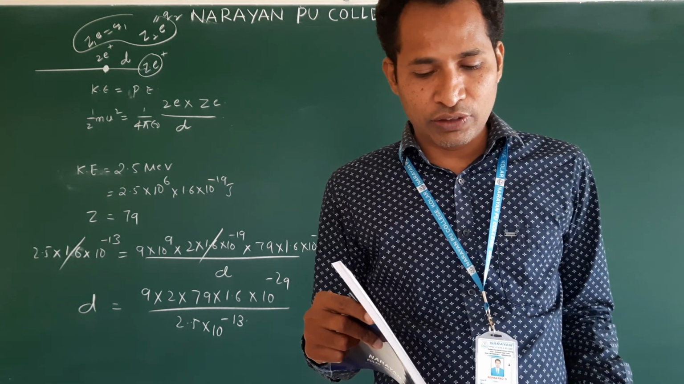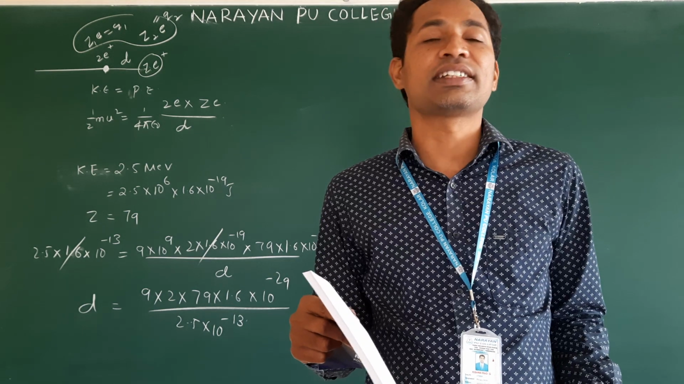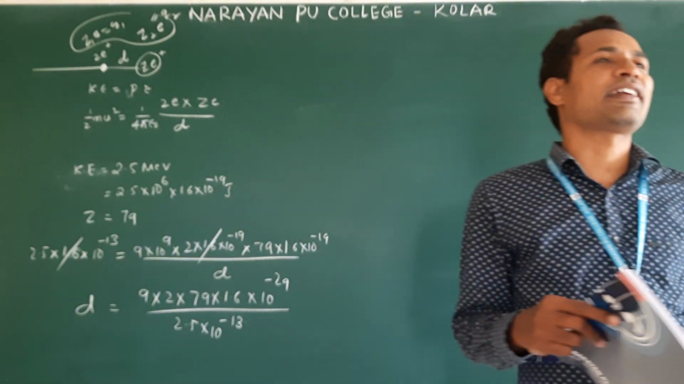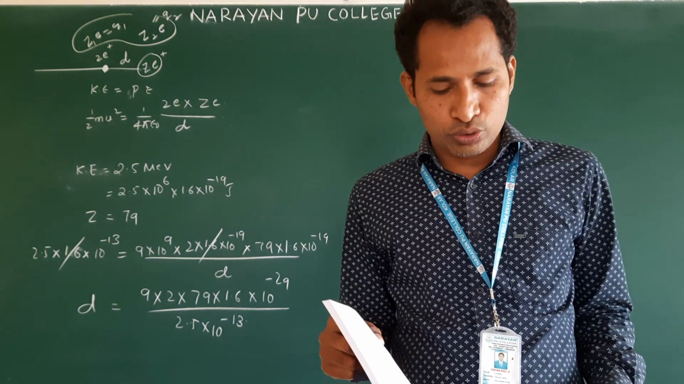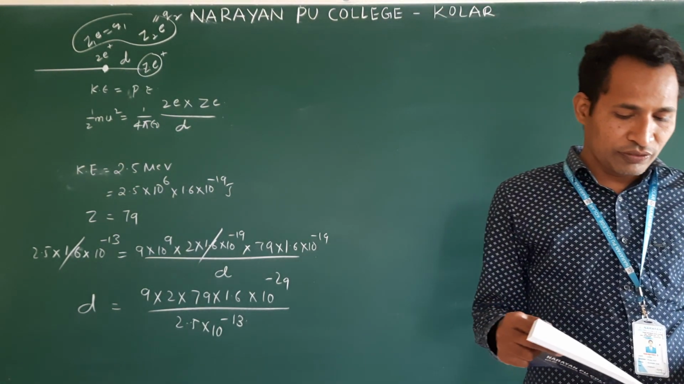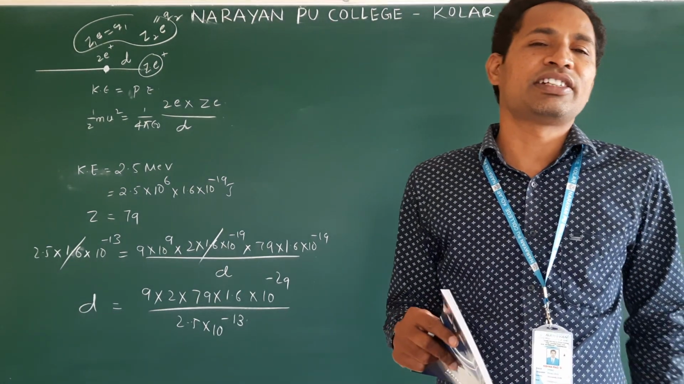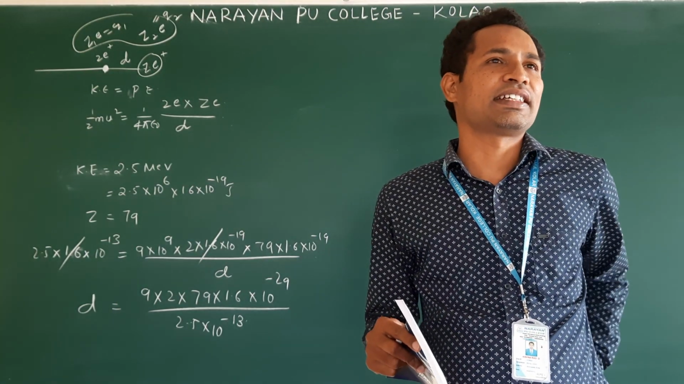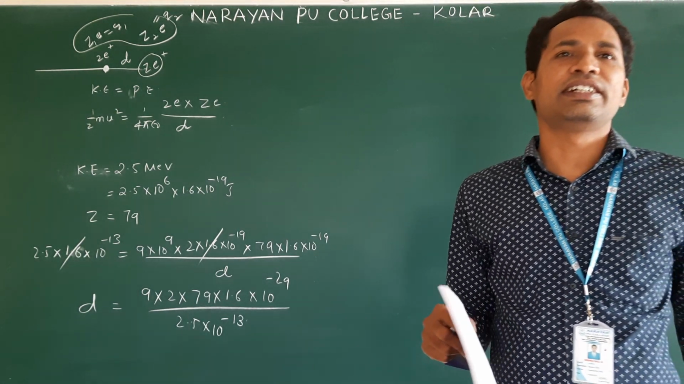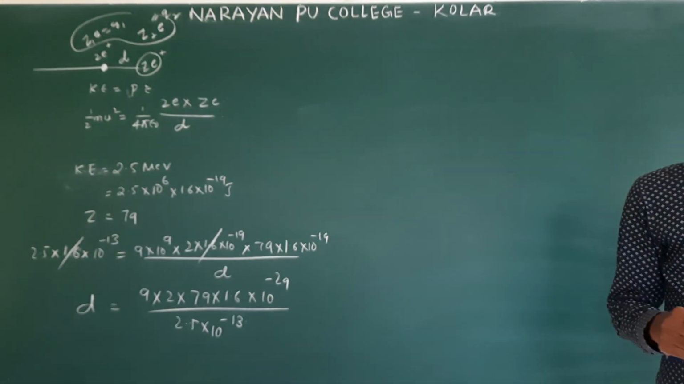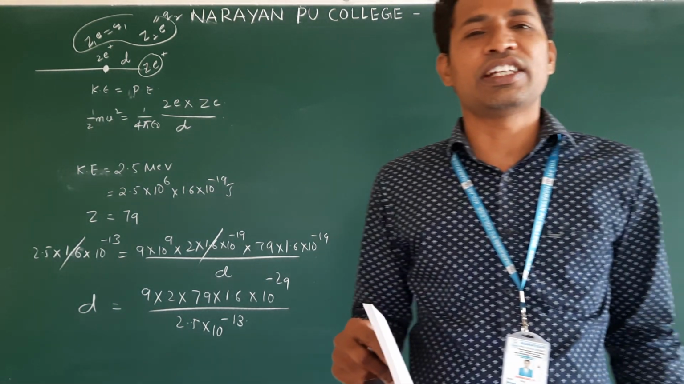Second one: electrons revolve only in those stationary orbits for which angular momentum is quantized, meaning angular momentum is equal to an integral multiple of h by 2 pi. Third one is energy emission. When an electron jumps from higher energy to lower energy, it radiates energy in the form of photons. Energy radiates: E1 minus E2, or higher energy minus lower energy, is equal to h nu.